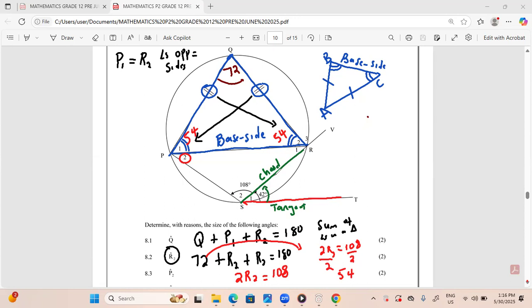I said use your chord. I told you the chord in this case is SR. So you subtend your chord SR. You make use of the chord SR. So you draw a line from S, another line from R, you meet at P2. So you notice that the angle S1 is equal to P2. Tan-chord is your reason. Therefore, P2 is 42. So you found the value of P2.